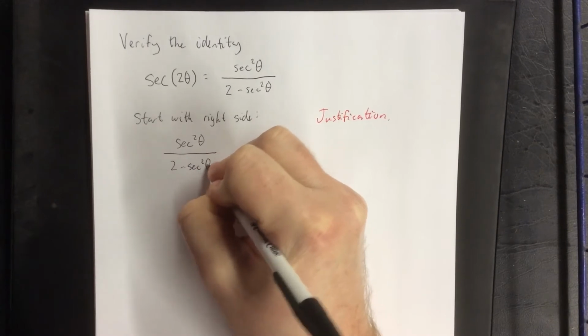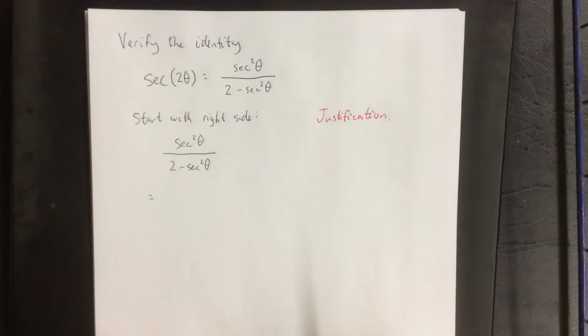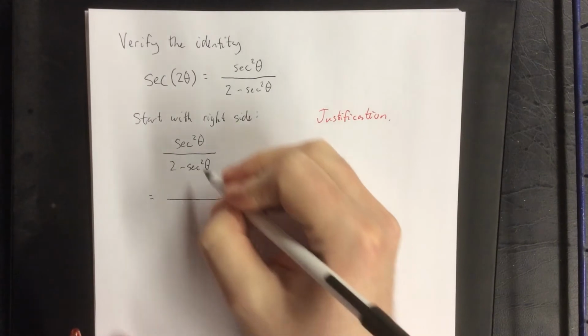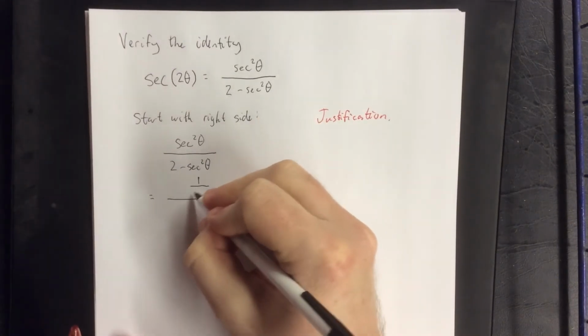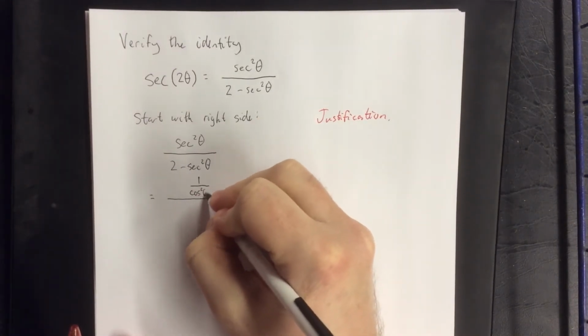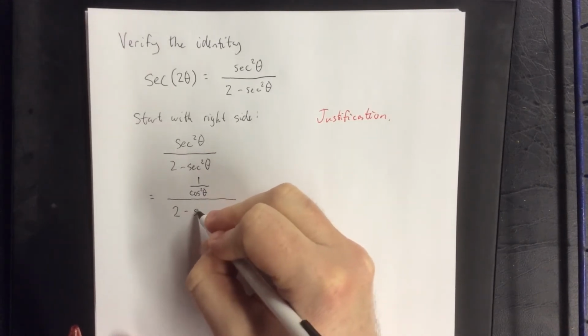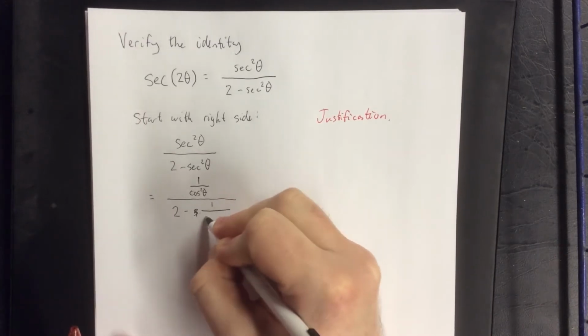squared of theta. First manipulation I'd like to do is going to employ the basic strategy of get everything in terms of the sine and the cosine. So I'm going to employ a couple of reciprocal identities. Secant is the same as 1 over the cosine, so secant squared will be the same as 1 over the cosine squared of theta. We're going to do the same thing for this term in the denominator as well.